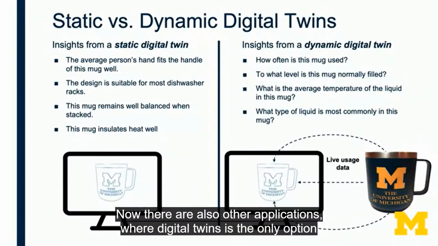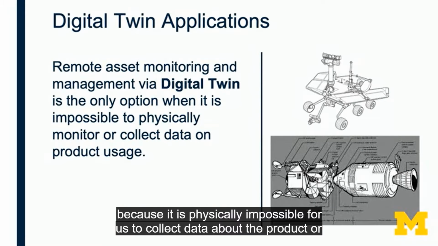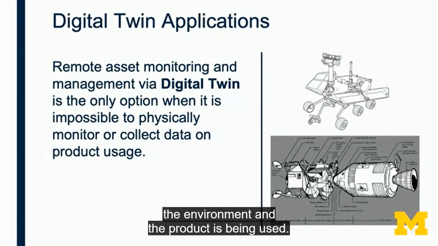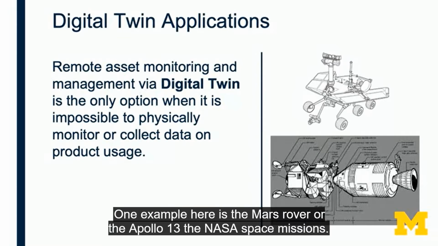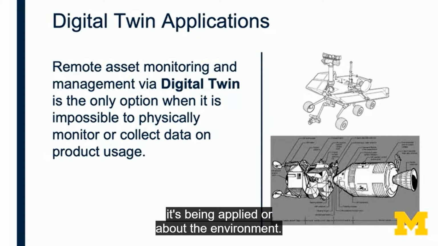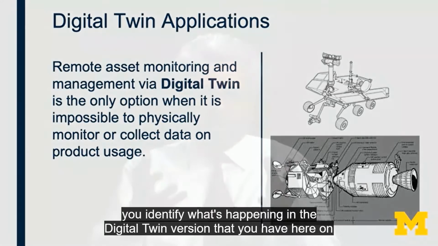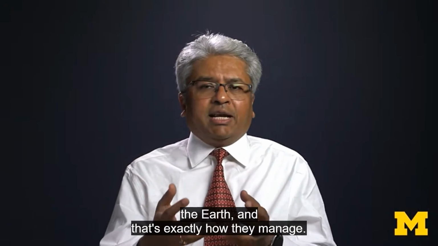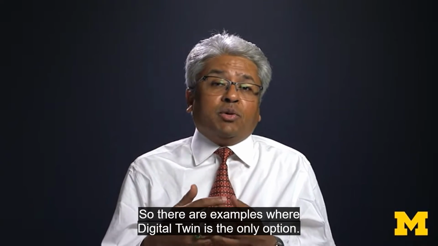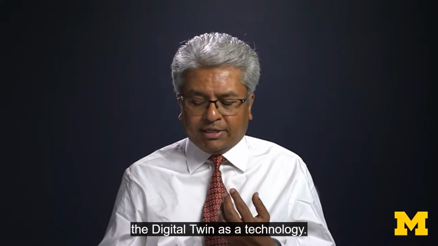Now, there are also other applications where digital twins are the only option because it is physically impossible for us to collect data about the product or the environment in which the product is being used. One example here is the Mars rover or the Apollo 13, the NASA space missions, where you just can't collect the information about the physical product as it's being applied or about the environment. The only thing you can do is collect it through sensors and identify what's happening in the digital twin version that you have here on the Earth, and that's exactly how they manage. So there are examples where digital twin is the only option. That gives you a sense of the capabilities of the digital twin as a technology.